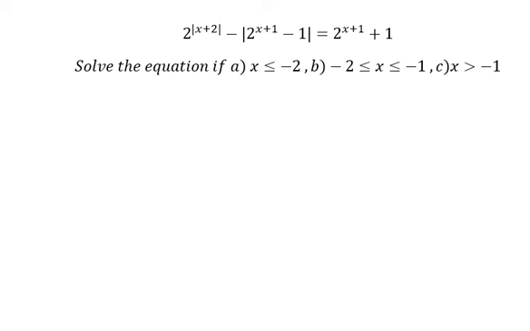Hello everybody, today I will talk about calculus. The topic today is about the absolute value. Now I will show you how to answer.